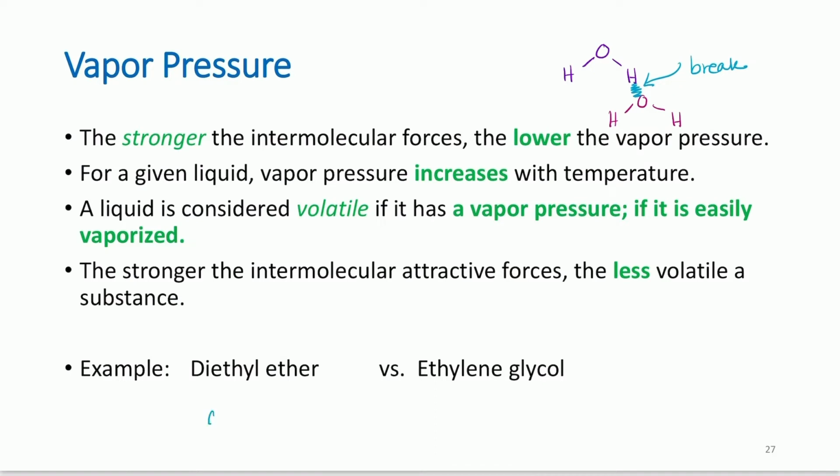Diethyl ether looks like this. And looking at this molecule, everything has LDFs. But this also has dipole-dipole. It's weak though. Technically this oxygen is more polar, but it's a weak polarity here. Diethyl ether has a boiling point of 35 degrees C. It is very volatile.